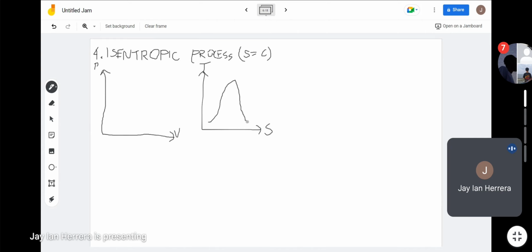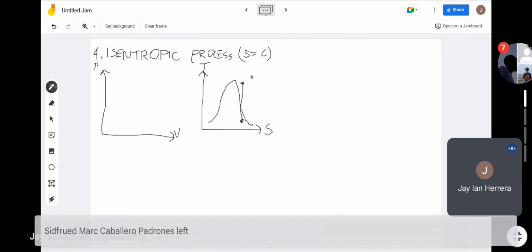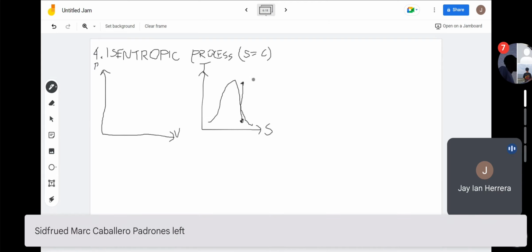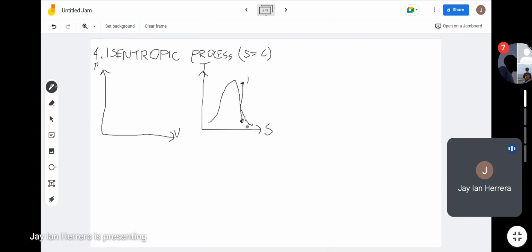For our TS, gano'n lang din yan. Parang si temperature sa isothermal. So, ang movement lang yan is horizontal, vertical naman to since fix yung S natin. So, isang straight line lang yan. Let's say, this is point 1 and then point 2.